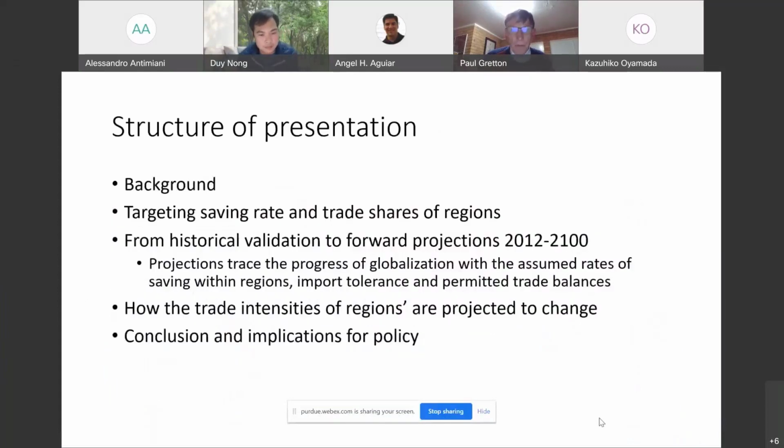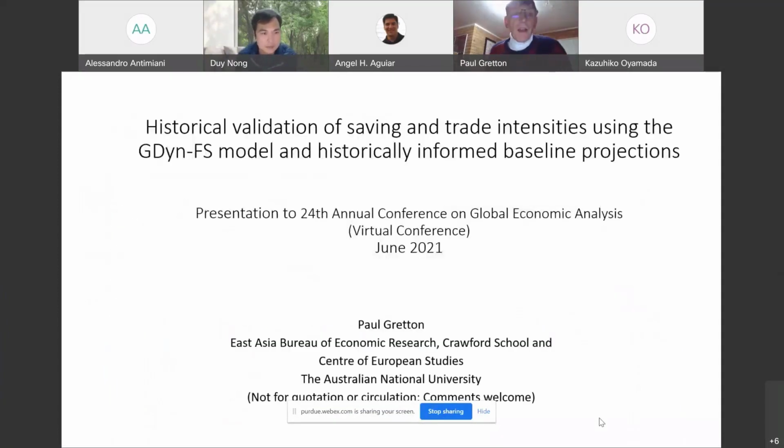I'll just go to the title. So in the title, I'm going to look at historical validation from the point of view of saving and trade intensities. And I'm using the GDyn-FS model, which some of you may be familiar with, but I'll describe a little bit as I go. And then I'm looking at the historical validation going from 2011 to 2019, and then historically informed baseline projections of those trade and savings items forward to 2100, but I'll only be reporting 2050.